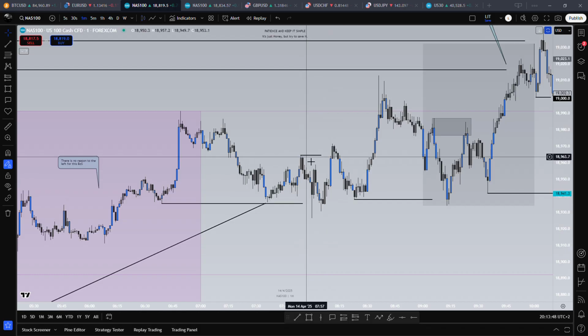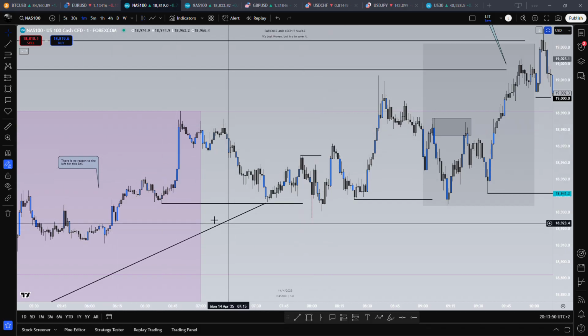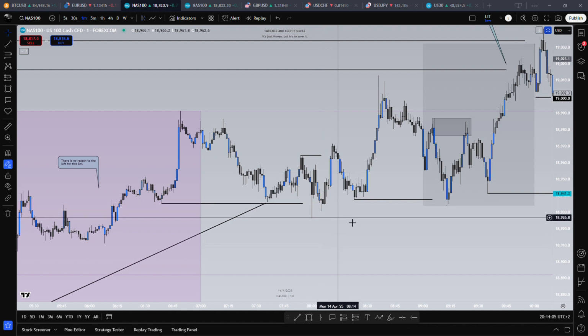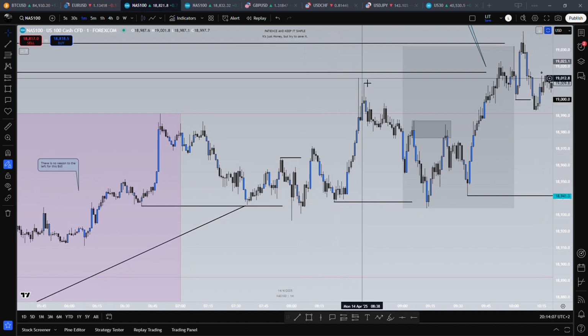We have no reason to the left for this break of structure, so this is just a continuation trade. So my idea was to take this low here probably. I waited for that, but it went higher.